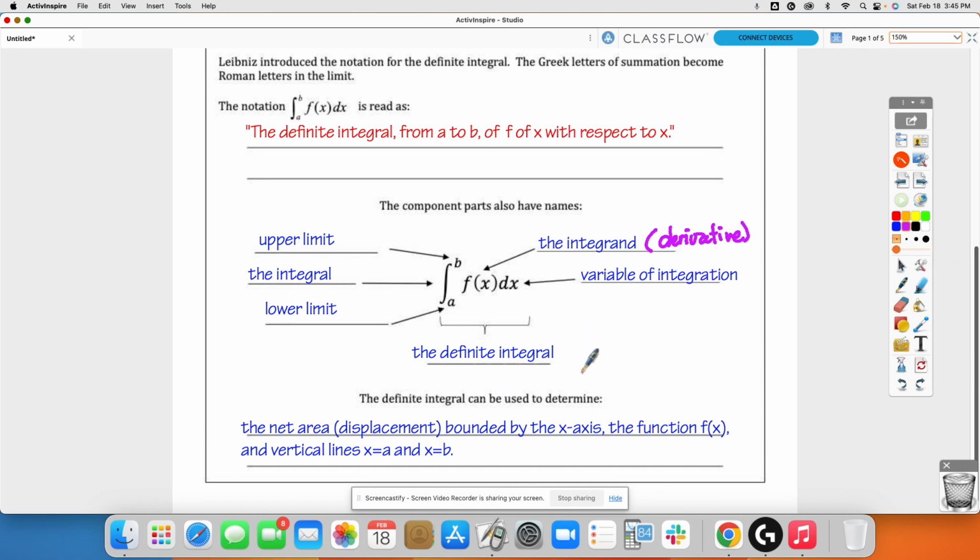Now we use the definite integral to find the area, the net area or the displacement that's bounded by the x-axis, the function f of x, and the vertical lines x equals a and x equals b.